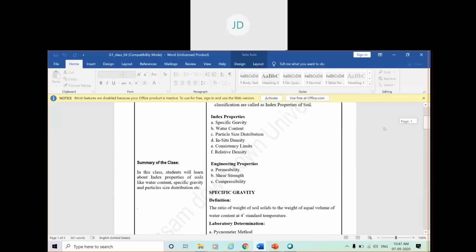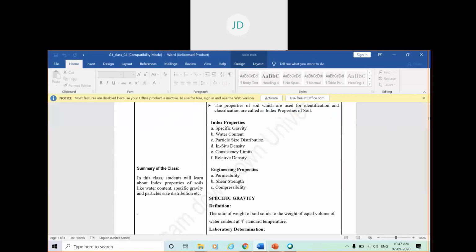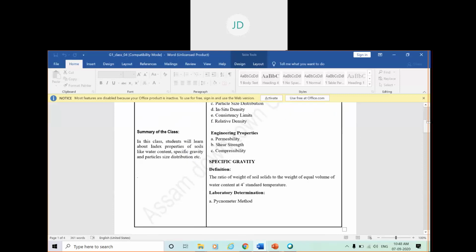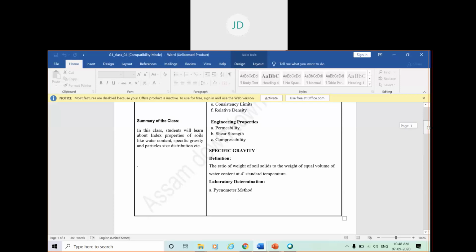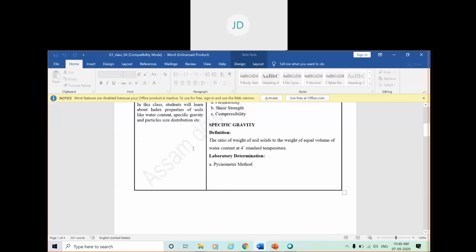We have already discussed specific gravity. What is specific gravity? It is the ratio of the weight of soil solids to the weight of an equal volume of water at 4 degrees standard temperature. Why 4 degrees? Because at 4 degrees Celsius, water attains its maximum density.